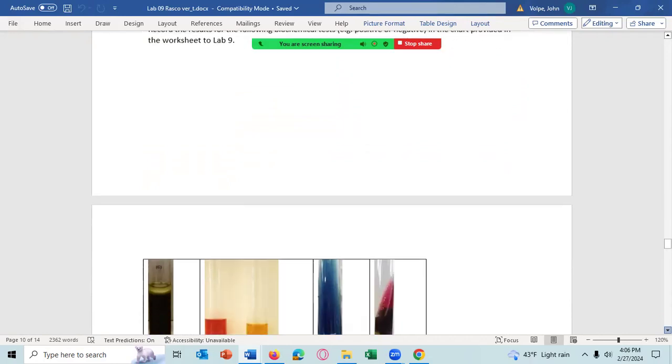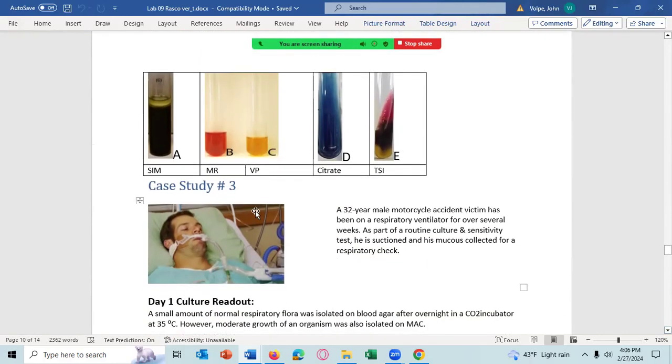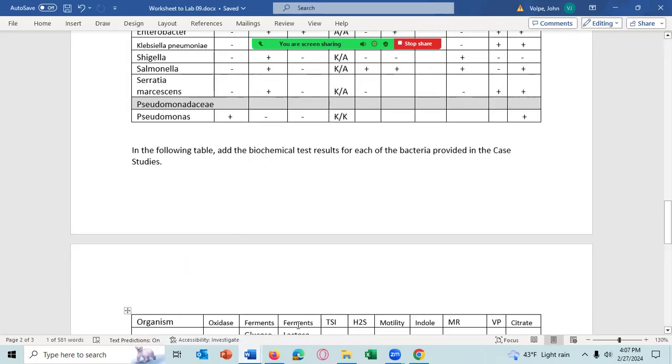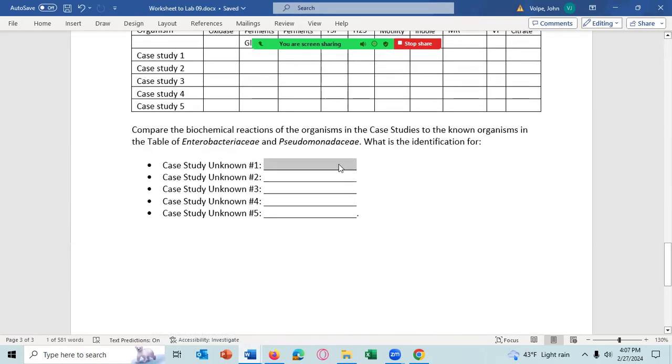You can see the color of that, what the results mean. And then we have different tests run on day 2, the results of the SIM test, the MR test, the VP test, the citrate test, and the triple sugar iron test. So fill in the results of your tests and then figure out which bacteria was isolated and write the species that is making Mikey sick. Where's my worksheet? Down here in case study 2. And do that for the rest of the case studies.